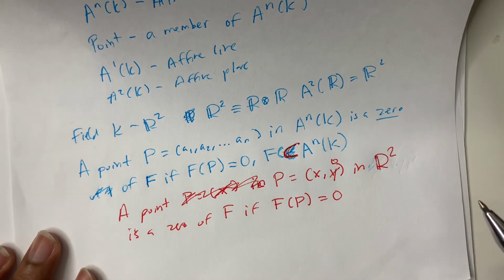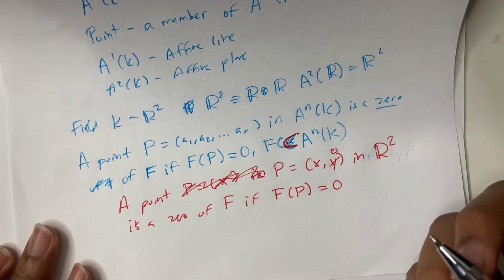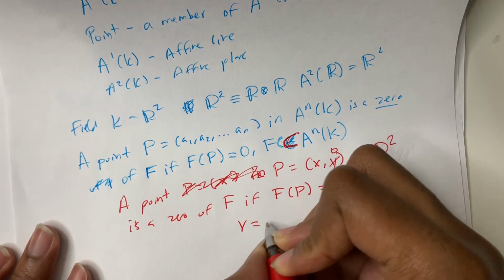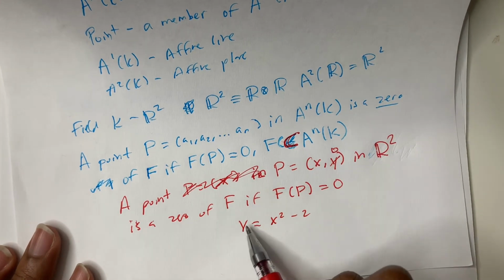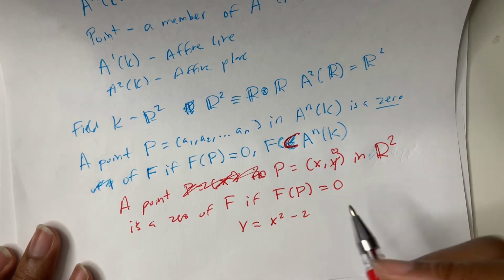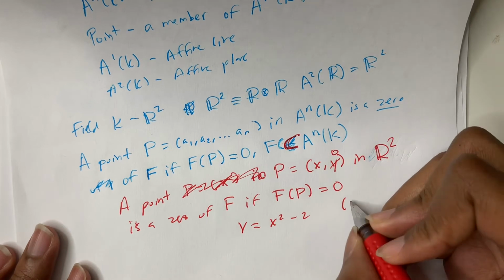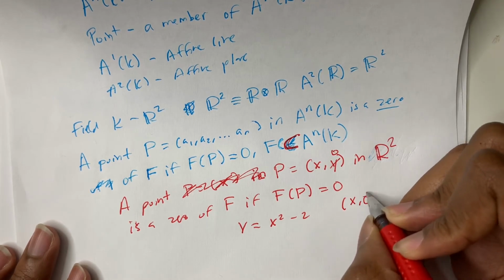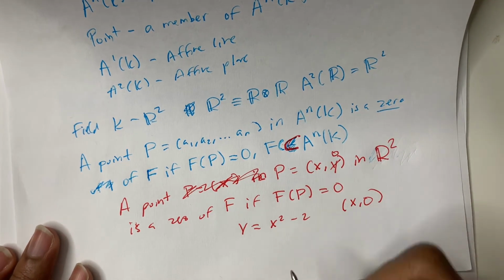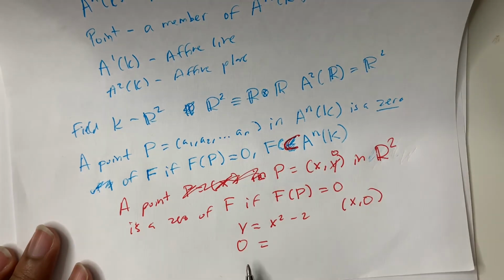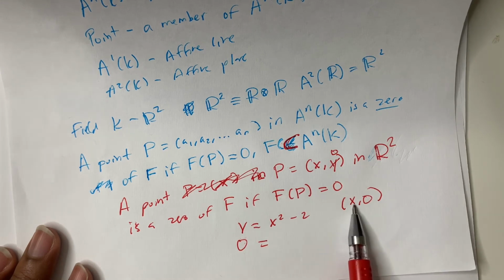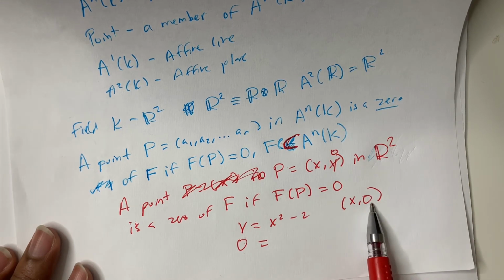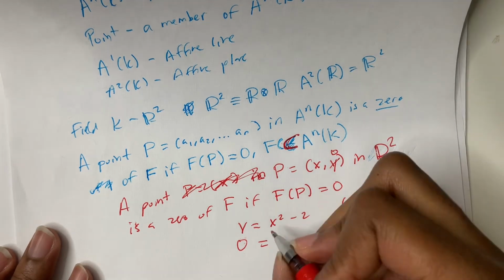And this makes sense, right? Since for example, say I have some function y equals x squared minus 2. Well, x is going to be a 0, or the point x0 will be a 0, since that's what you get when you set y to be 0. If f of that x gives you 0, that x is said to be a 0.